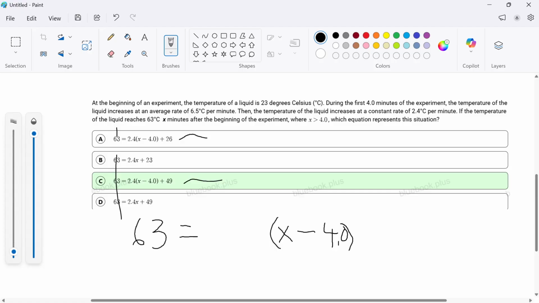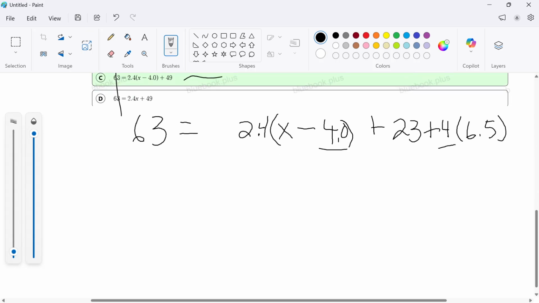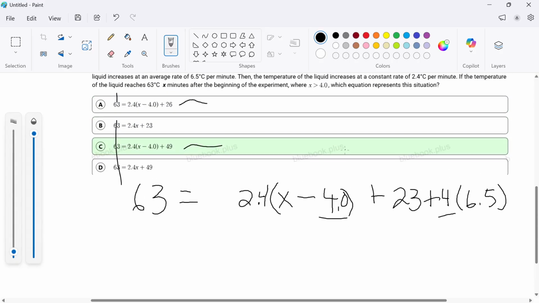I got a 50-50 shot at that point, and that's times 2.4, what does it increase every minute after the first 4 minutes, 2.4 degrees. And then I add to that the original, what was it at? 23 degrees, plus 4 times 6.5 degrees per minute. So there's that 4 minutes that I'm subtracting from that x because it's already accounted for. And x is the total number of minutes.